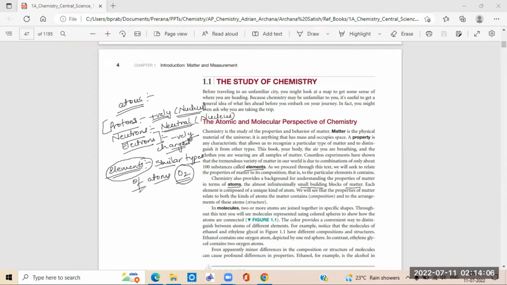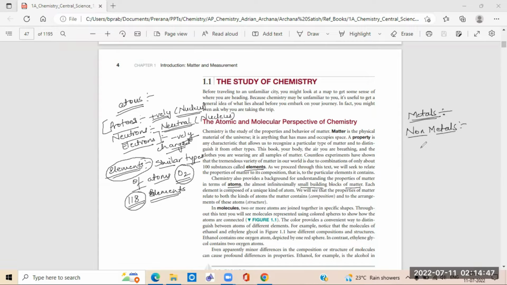Till date, can you tell me how many elements are present in total? Is it 256? I don't remember the actual number. It is around 118 elements till date that we know. And we divide these elements into three types. One is the metals. Most of the elements are metals. Then we have the non-metals.